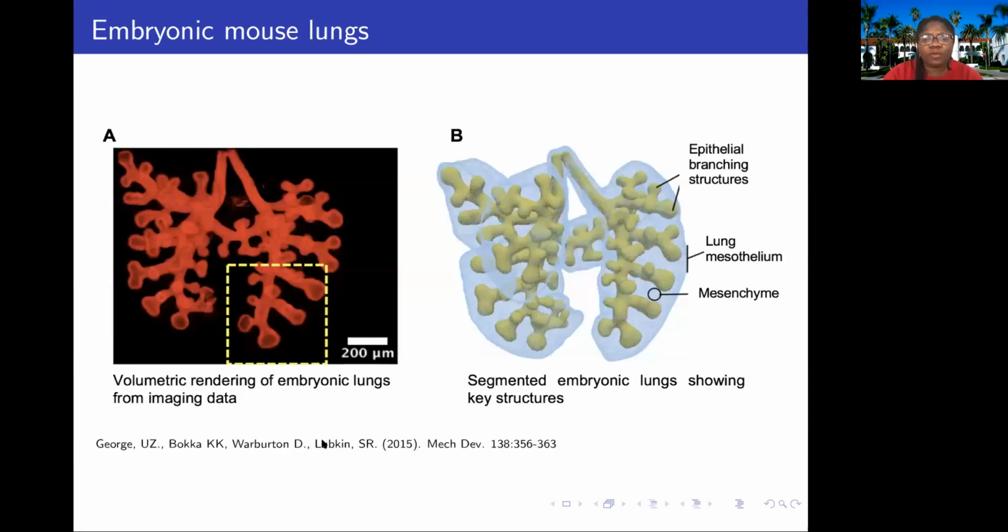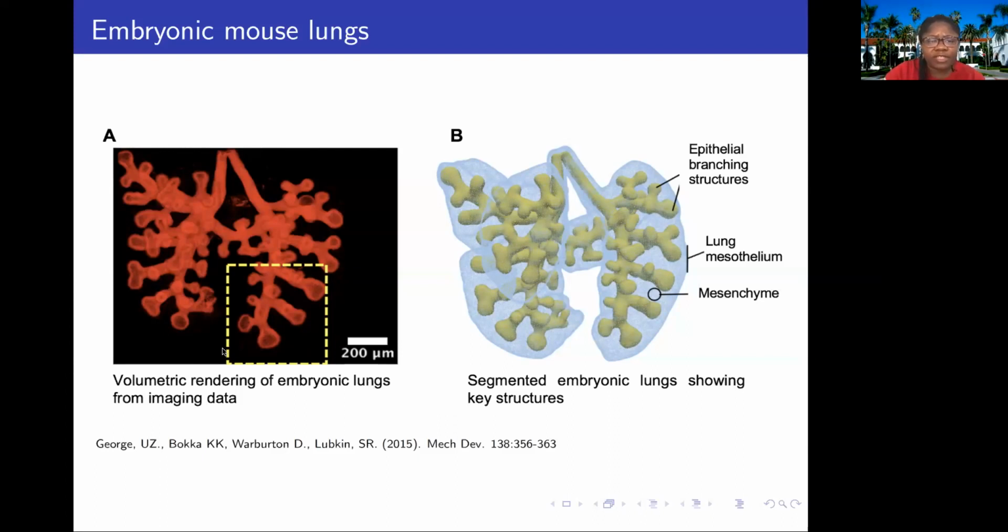Now, most of what we know about embryonic lung development is from embryonic mouse lungs. Like all mammalian lungs, they develop through the process of branching morphogenesis. So on the left here, we have a volumetric rendering of embryonic lungs, which we obtained from confocal imaging data. The scale we have here is about 200 microns, so it shows you what the size is like.